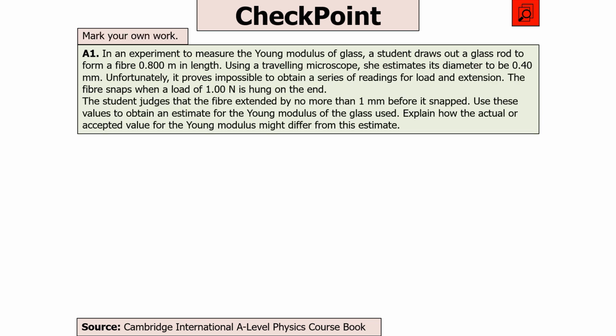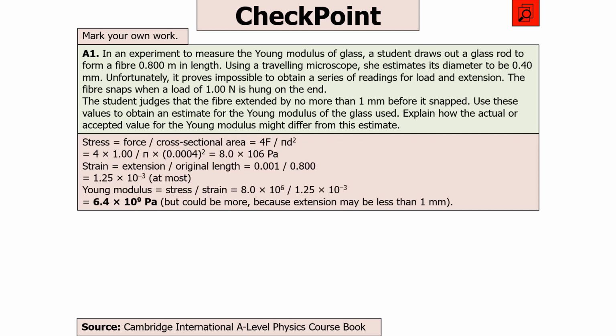Right, so we know that stress is equal to force over cross-sectional area. So in this case, we know it's going to be 4F over pi d squared, because we know that the area is pi d squared over 4, so we can rearrange it like that. We pop it all in there and we get 8 times 10 to the 6 pascals. Remember, we'll convert 0.40 millimeters into meters.